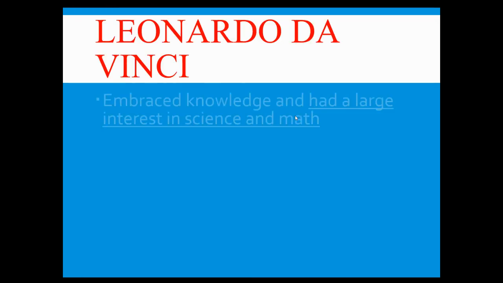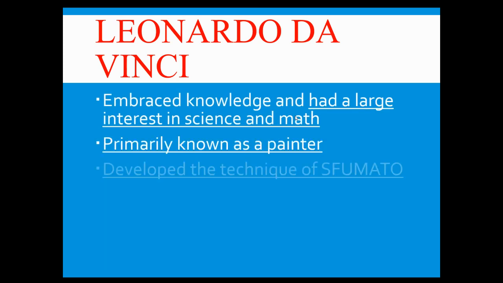So the first big person we're going to talk about is Da Vinci. So write these little things down. So this is, he embraced knowledge. So he was very smart. He had a large interest in science and math.